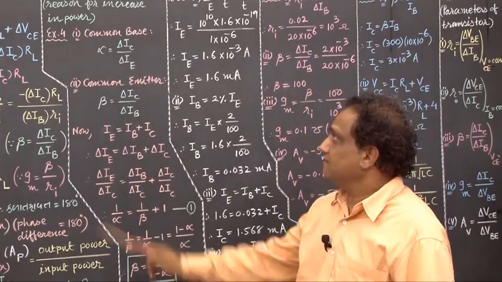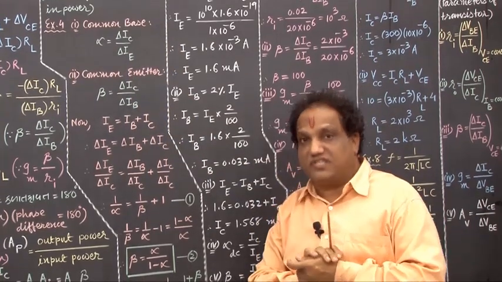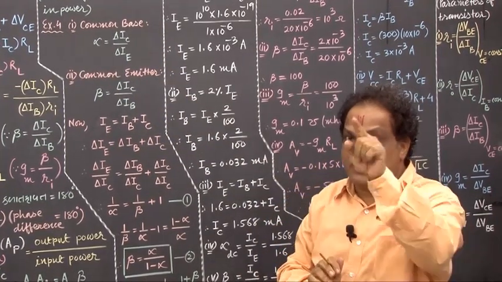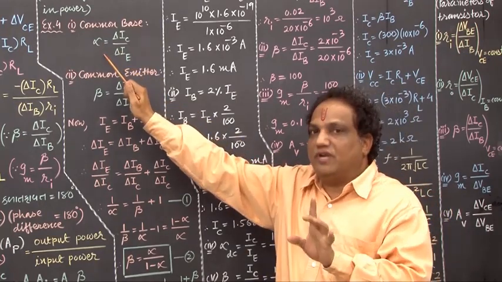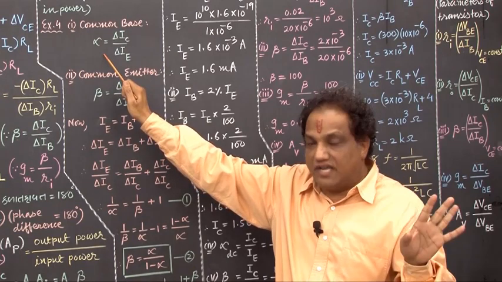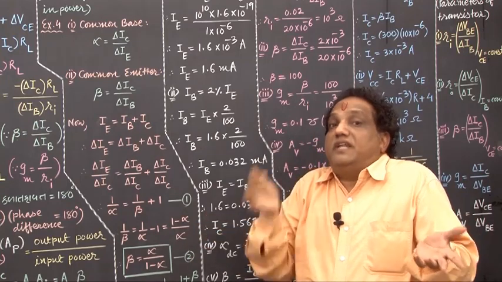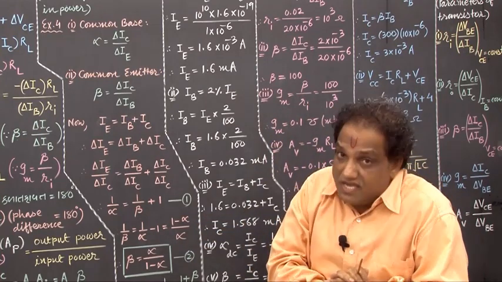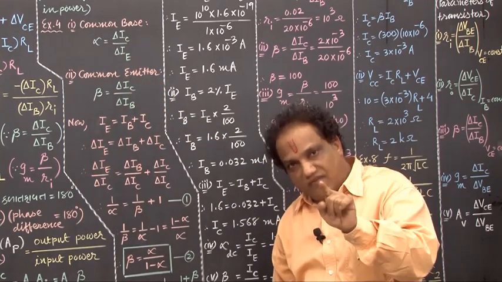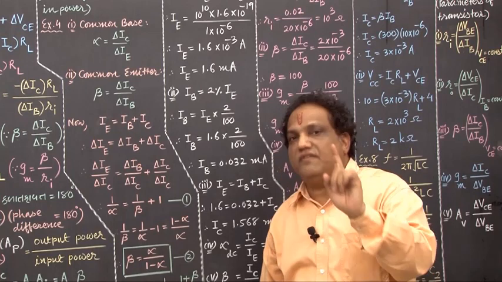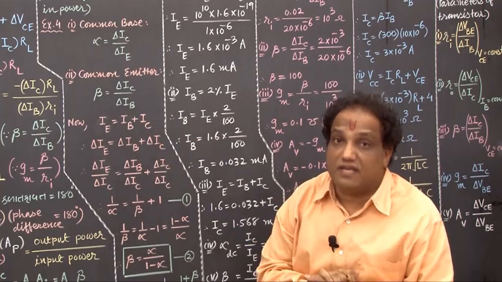Read it? For common base circuit, what was the formula for alpha DC? The alpha DC formula was IC upon IE. When you are not writing alpha DC, we mean AC gain, alternating current gain for common base. It is shown by the symbol alpha, and its formula is delta IC upon delta IE, correct? If it is alpha DC, it is IC upon IE. If it is only alpha, we mean AC gain, then it is delta IC upon delta IE, correct?